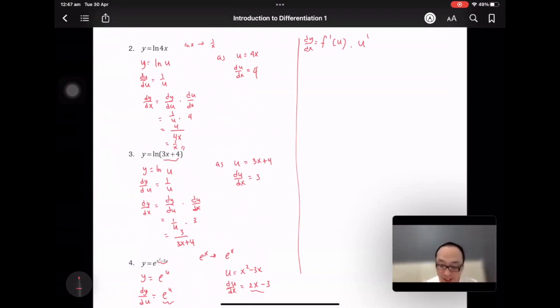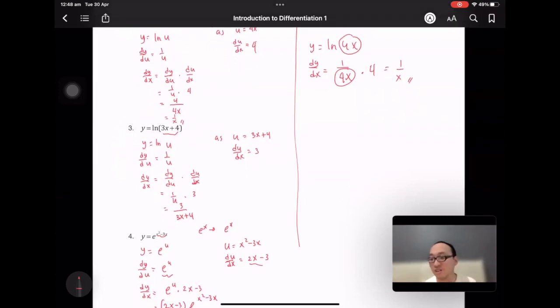Yeah, again, if you see number 2, y equals ln 4x. So dy/dx, we just do the derivative of ln normally. So it's 1 over 4x, 1 over u, yeah? Because ln 4x is ln u. The derivative of ln u is 1 over u. Yeah, this is u, so it's 1 over u, times the derivative of u, which is the derivative of 4x, which is 4, equals 1 over x. Yeah, we can use this formula directly.